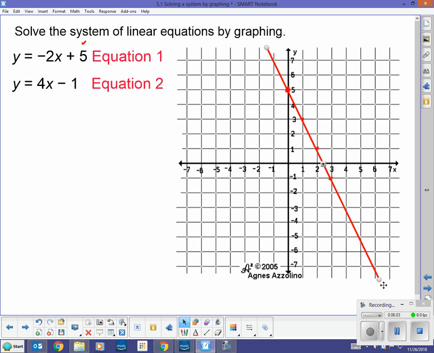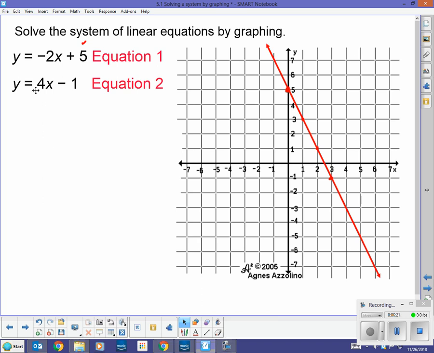You have to do it by ruler, but you want to make sure you do a good job of lining up your line through all these points here. I can see I'm a little bit off there. Okay, that looks pretty good.